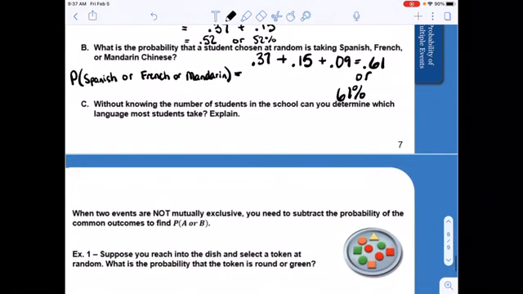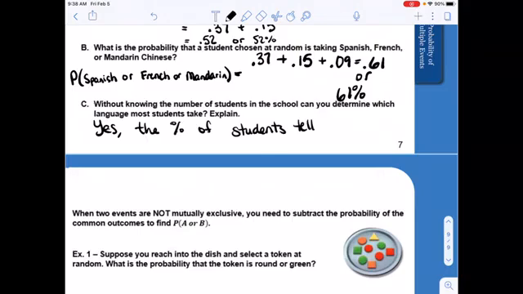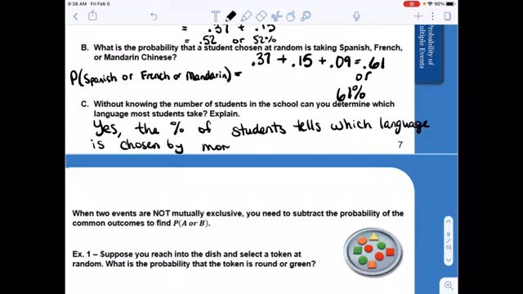And then part C, without knowing the number of students in the school, can you determine which language most students take? And I would say yes. The percent of students tells which language is chosen by more students. And in this case, because Spanish comes in at 39%, Spanish is chosen the most.